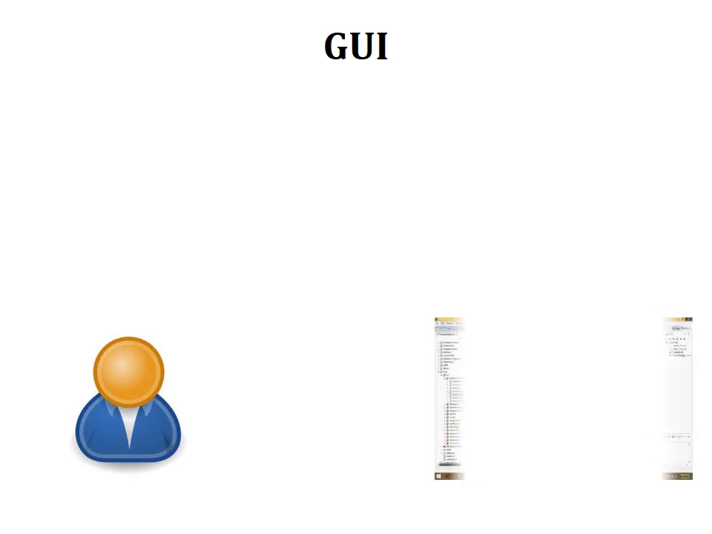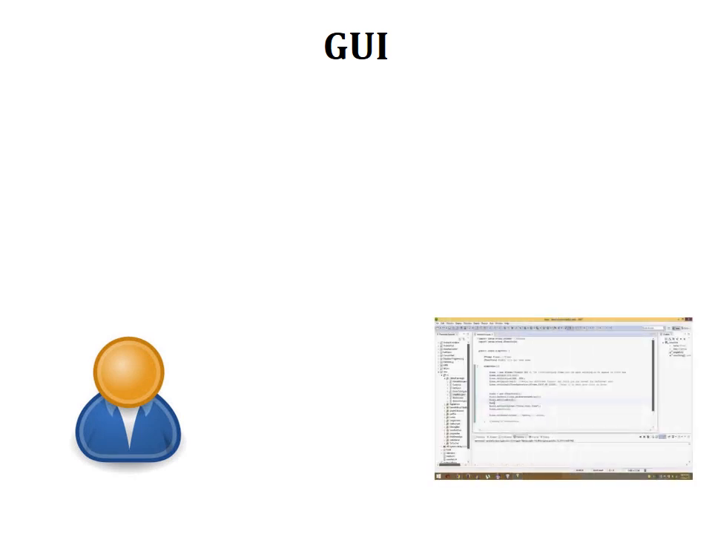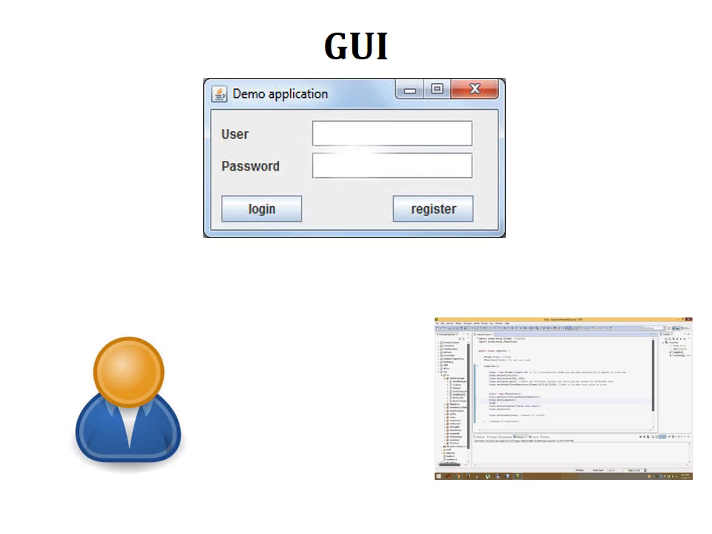So let us see what is meant by a GUI. Let's take an example. If a user wants to perform a login, as a programmer you have developed a program that consists of code that enables the user to enter the username and password using various fields. You use a label to denote where to enter the username, another label to denote where to enter the password, and two buttons, login and register. So this is a simple GUI developed by using this particular programming code.